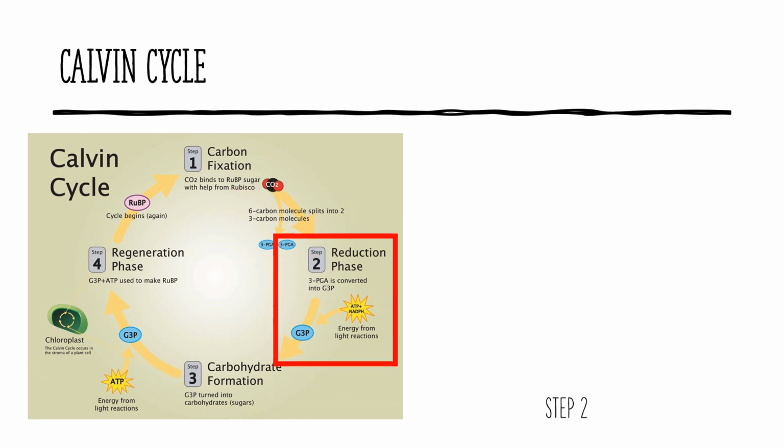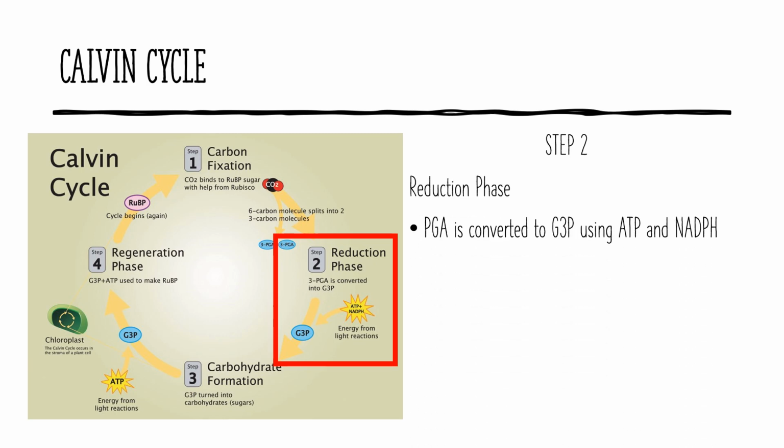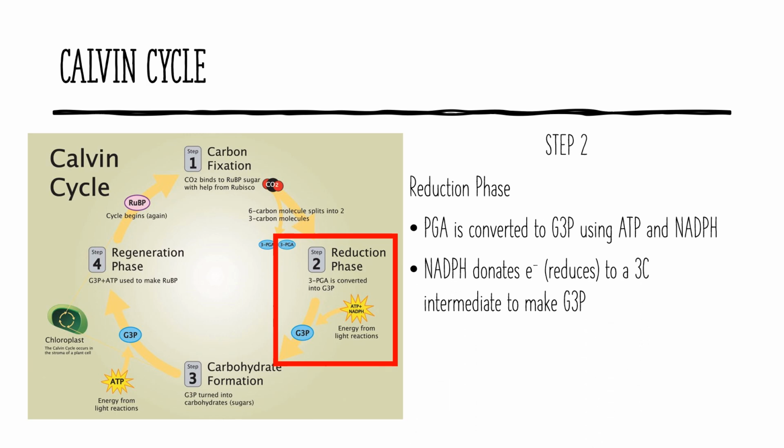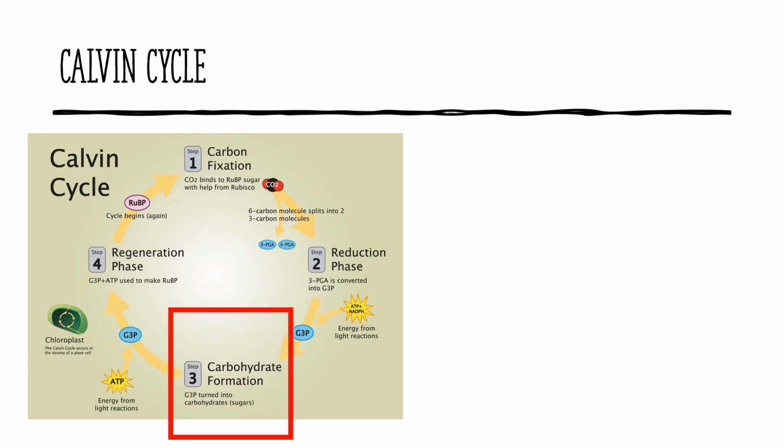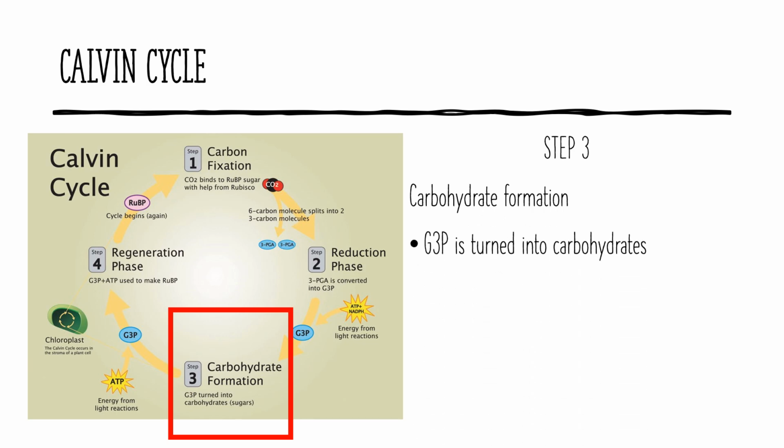Now, for the second major step, we have the reduction phase. In this phase, PGA is converted to G3P with the use of ATP and NADPH. So, NADPH donates its electrons to a 3-carbon intermediate for it to become G3P. G3P stands for glyceraldehyde 3-phosphate. Now, after the reduction phase, we have the carbohydrate formation. In this step, G3P is turned into carbohydrates such as sugar.